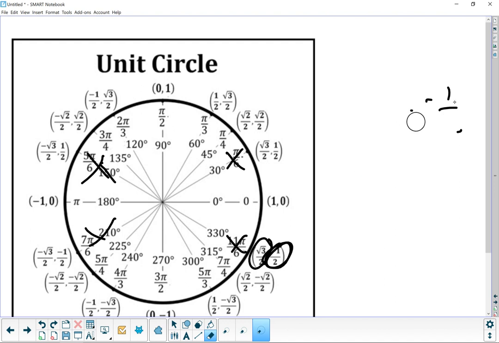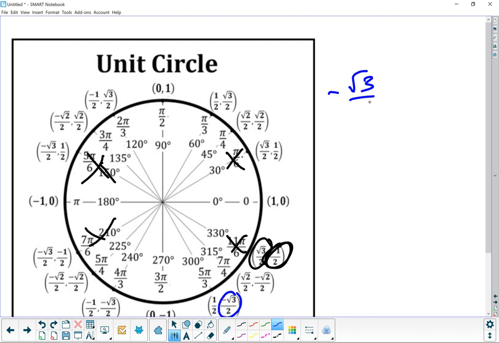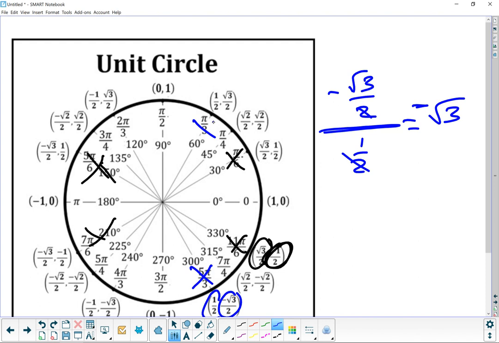If you do the outside ones, tangent is negative radical 3 over 2 divided by 1/2, and it's the same for any one that you use. You will get exactly the opposite. These cancel, and you will get radical 3, or in this case, negative radical 3. So these outside ones don't work.